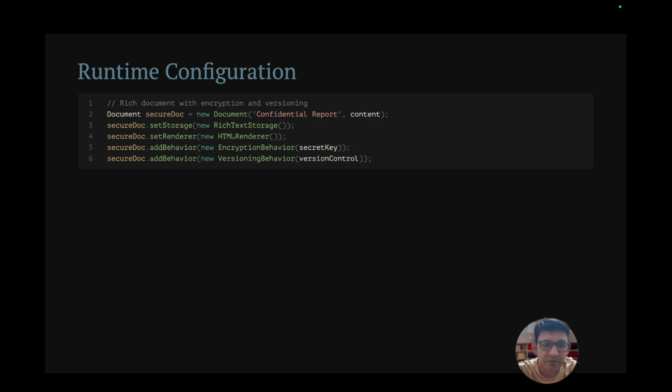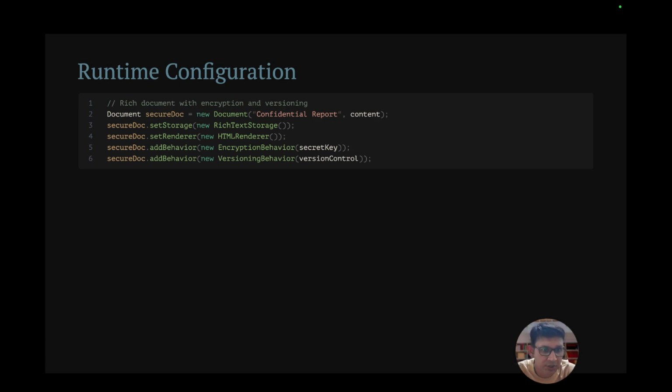Now let's see how we configure documents at runtime. Here's a rich document with encryption and versioning. We create the document, set rich text storage, which will save as .rtf, set HTML renderer, which will display with formatting, add encryption, which will encrypt before save and decrypt after render, and add versioning, which will record each save. Four independent concerns configured independently.